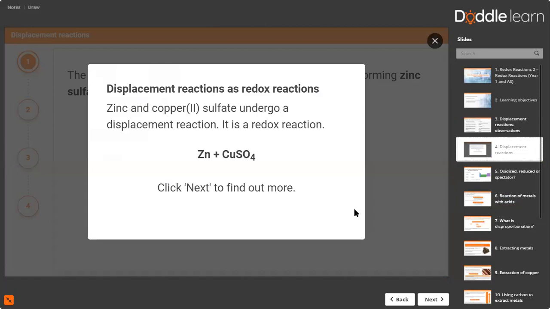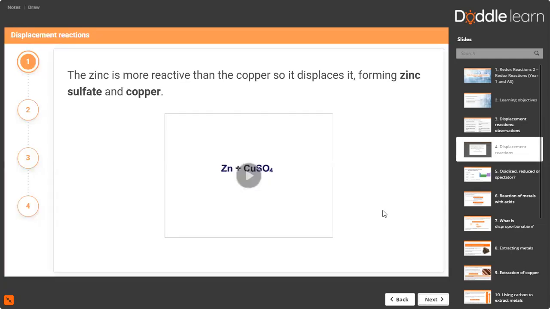Displacement reactions you probably can remember from all the way back in year 7 or 8, in GCSE, and they come back again. So zinc and copper sulfate undergo a displacement reaction. And this displacement reaction is actually a redox reaction. So what we're going to do is find out what this redox reaction is and what's happening. So we've got zinc and copper sulfate.